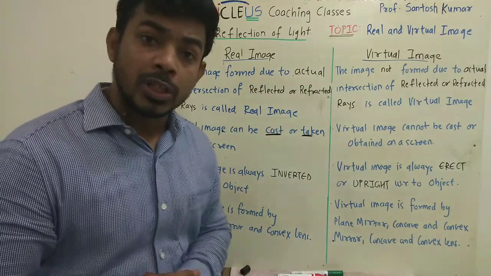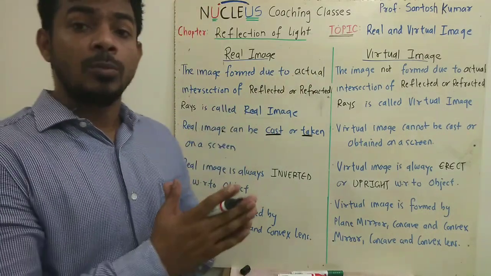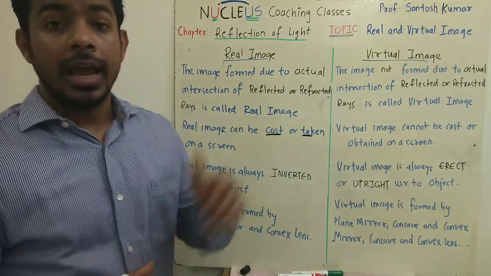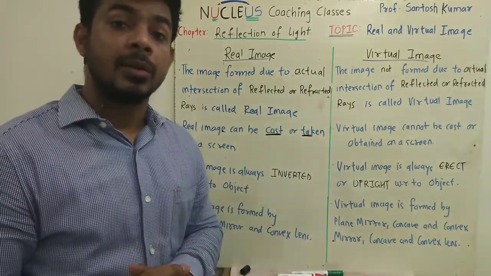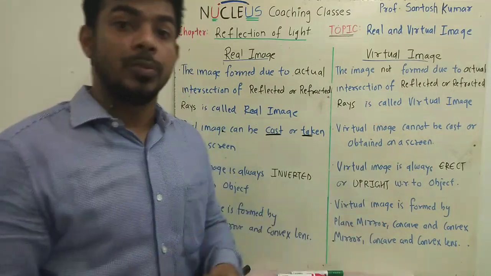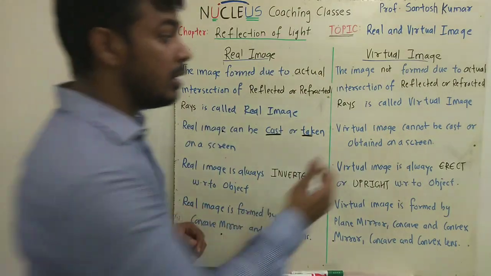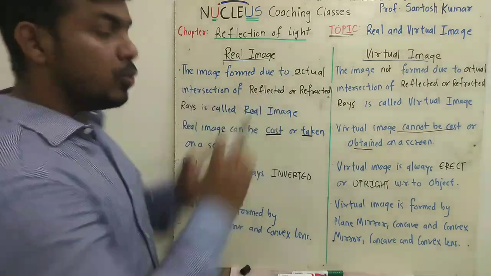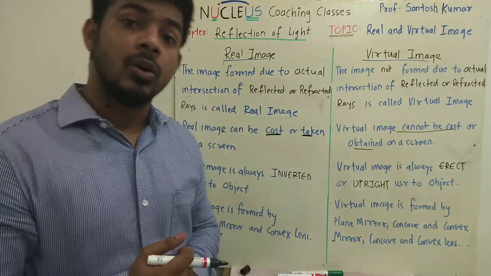Now if I talk about virtual images, these images are formed where rays appear to meet. Rays do not meet actually, and we cannot place a screen at a point where the rays appear to meet. So such images, remember, cannot be cast or obtained on a screen. So these are the two important points about real and virtual images.